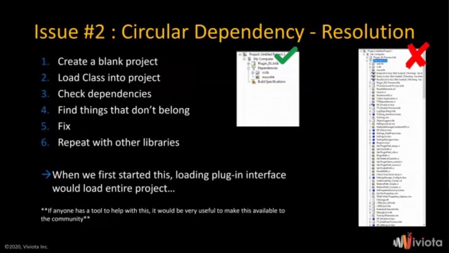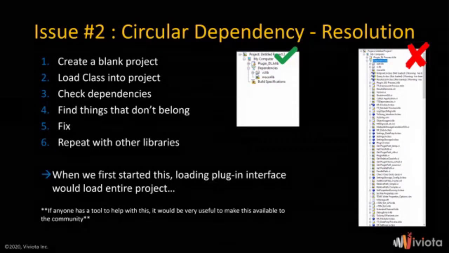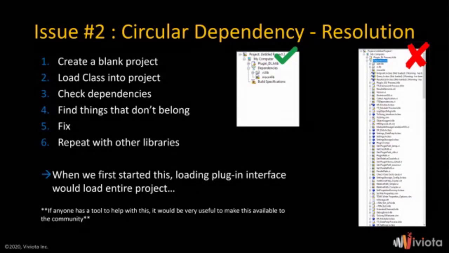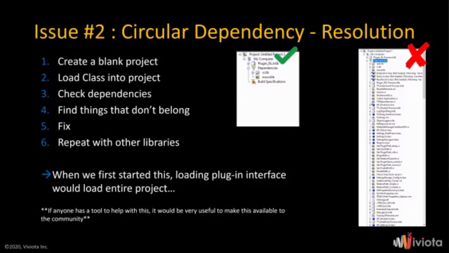The best way that we found to solve this is to start with a blank project, load in the library in question, and see what loads in the dependencies. You can see on the right, this is what happened when we loaded one of our interface classes into memory, when we first started down this track. It essentially loaded the entire project into memory. On the left, you can see what happened after we were done. Nothing in the dependencies, essentially. And that's what it should look like. It would be very helpful to have a tool to find this, and apparently something like that is coming for NXG, but it doesn't exist in current gen.